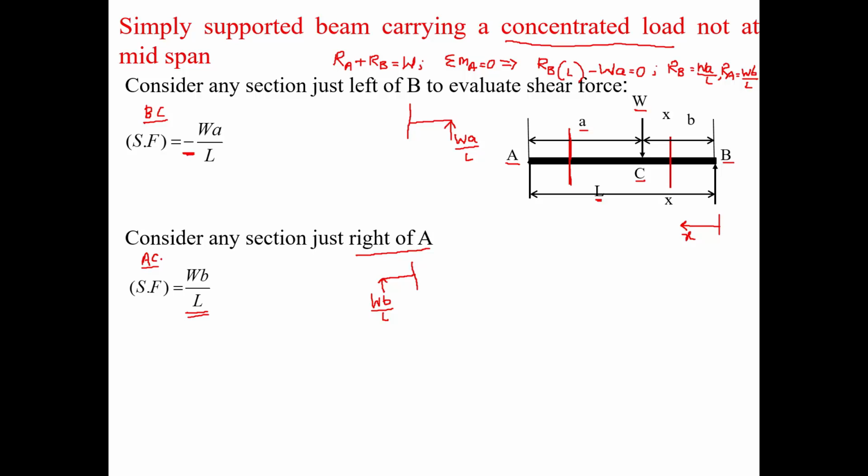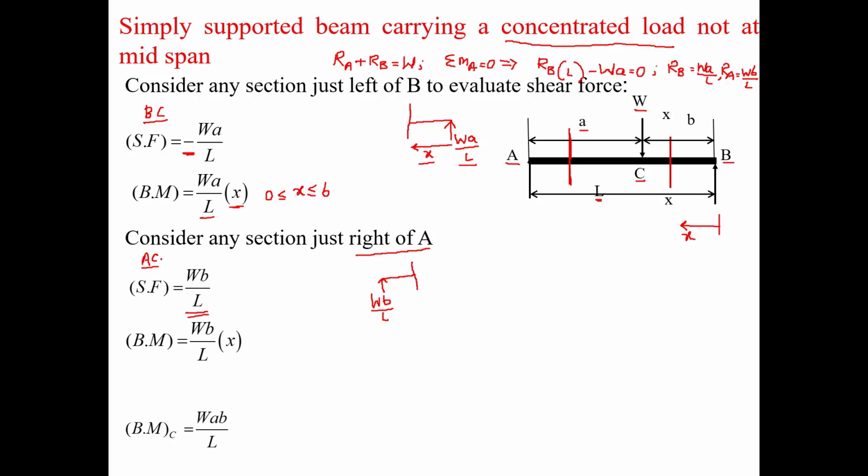Once we have the shear force, the question arises for the bending moment. In this case the distance is x units, so the bending moment will be force multiplied by distance, that is Wa by L multiplied by x. Here x is varying from 0 to b.